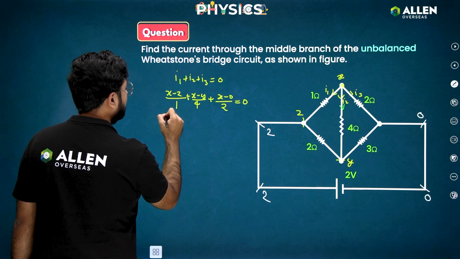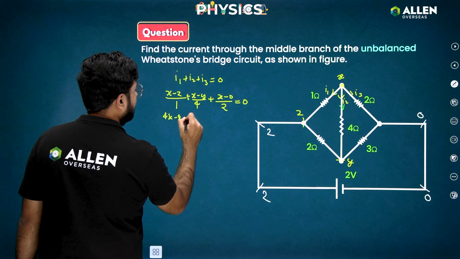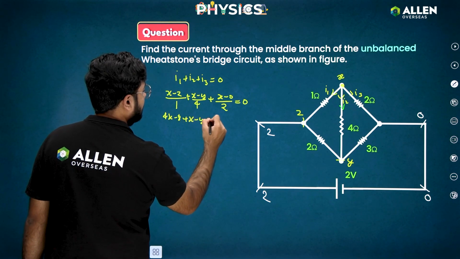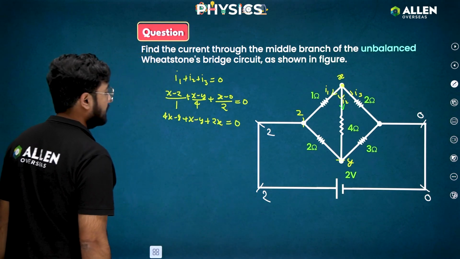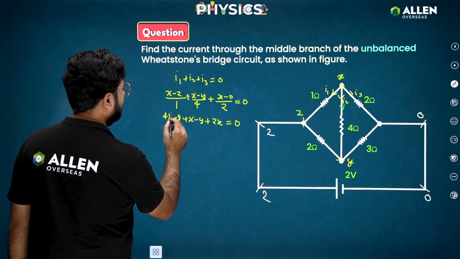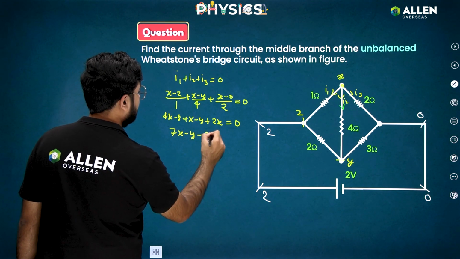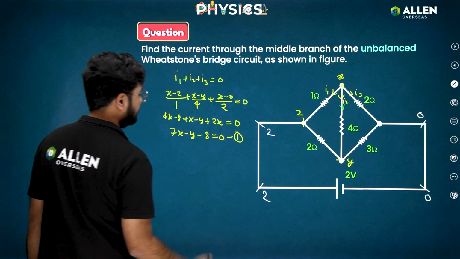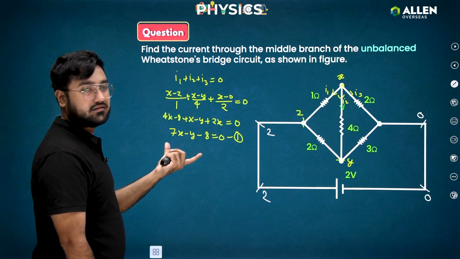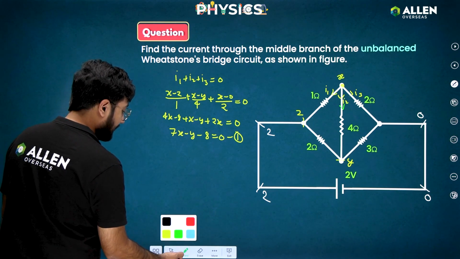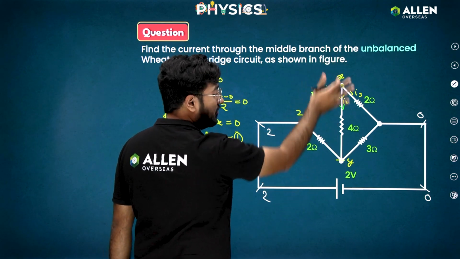So you have 4x minus 8 plus x minus y plus 2x is equal to 0. So how many x are there? 4, 5, 6, 7. 7x minus y minus 8 is equal to 0. That's the first equation. Only 2 variables. Getting the point? Only 2 variables. What about the next? Now forget about this thing.